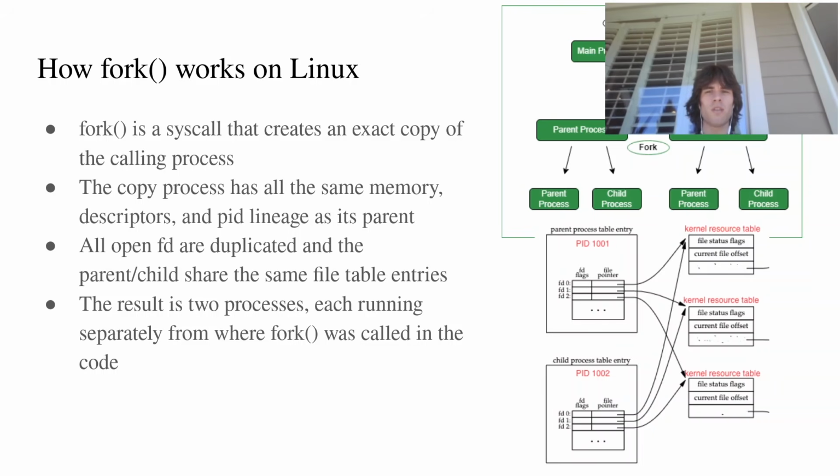So basically, fork is a syscall that creates an exact copy of the calling process. The copy process has all the same memory and descriptors, PID lineage, whatever, as its parent. All open file descriptors are duplicated, and the parent and child share the same file table entries. And as a result, there are two processes, each running separately from where fork was called in the code.